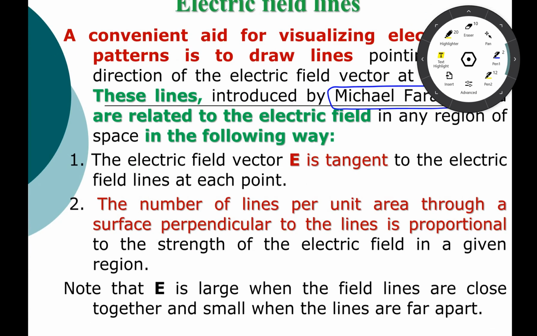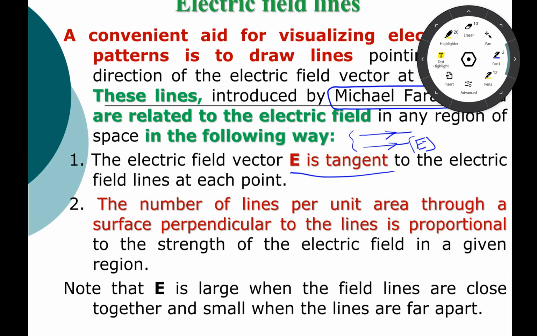These lines should be tangent to the electric field. So the direction of the electric field lines should be the same as the electric field. If this is the direction of the electric field, the direction of these lines should be the same direction as the electric field.